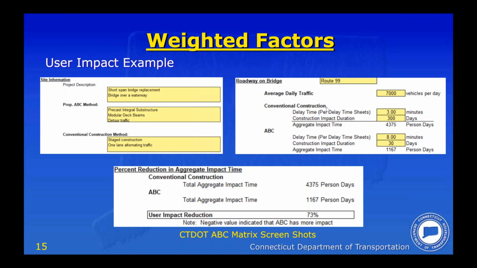So, just looking at this, if our delay time is 3 minutes with our average vehicles per day times 7,000, then we're multiplying that times 300, and then dividing that by factors to provide us person days. Same thing done for the ABC alternative. So in this case, we had conventional impact of 4,375 person days, and the total aggregate time for ABC 1,167 person days. Significant reduction for the ABC, 73% reduction with user impact.